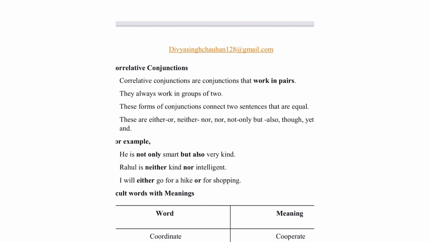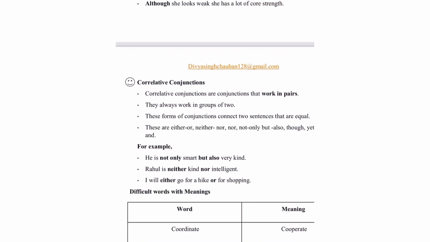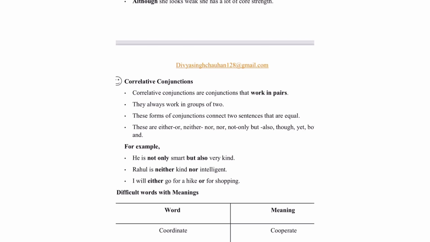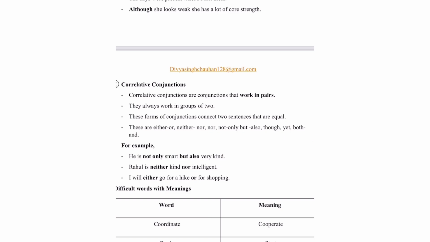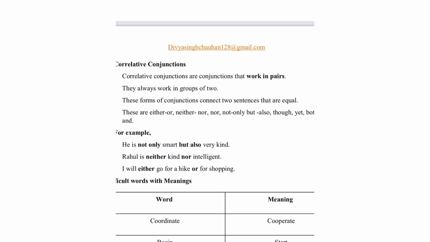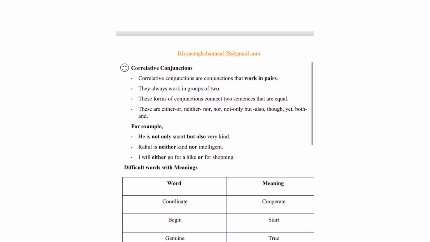Now, they always work in groups of two. These forms of conjunctions connect two sentences that are equal. These are either/or, neither/nor, not only/but also, though/yet, both/and, and there could be many more. I have given the example of some of them. You can find out more.